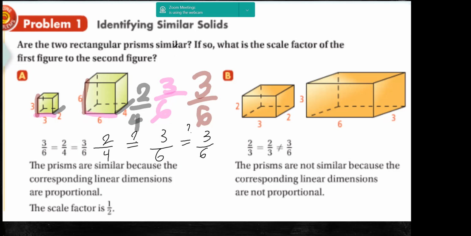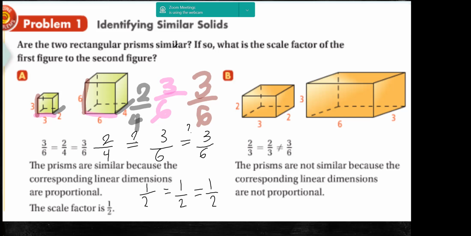All of us know that if you want to compare any fractions, we must simplify them or write them with a common denominator. We can simplify them now as 1/2, 1/2, and 1/2. As you see, the three scale factors are equal, so we can say that the two prisms are similar because the corresponding dimensions are proportional. Because of that, the scale factor will be 1/2.